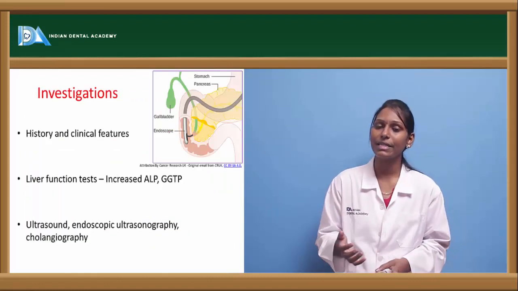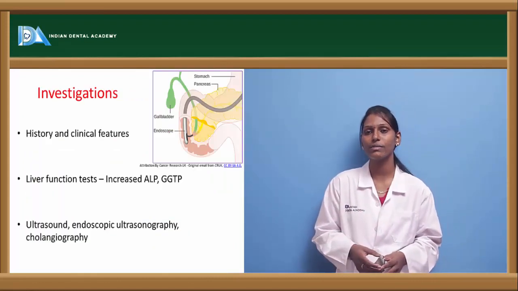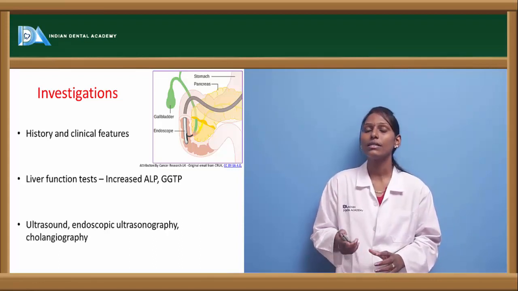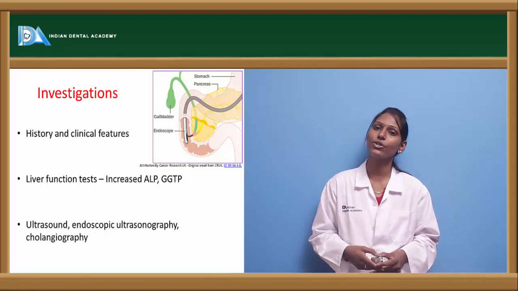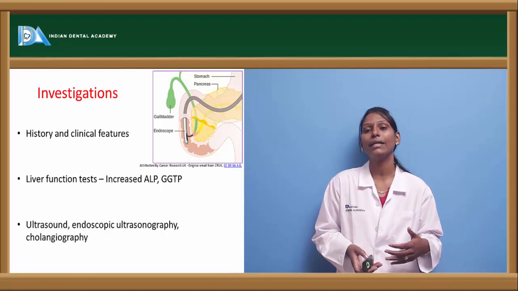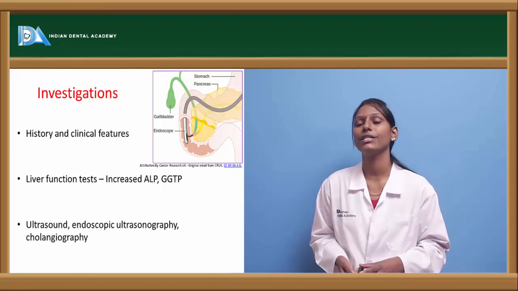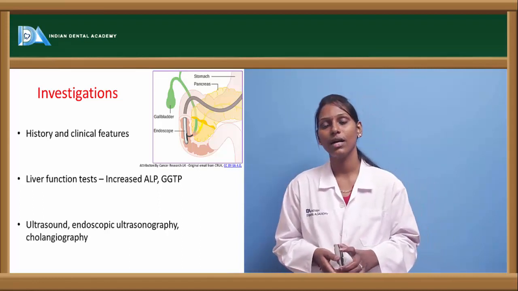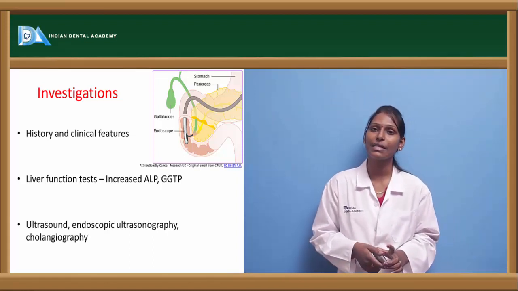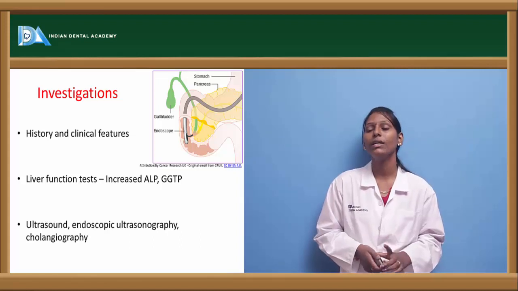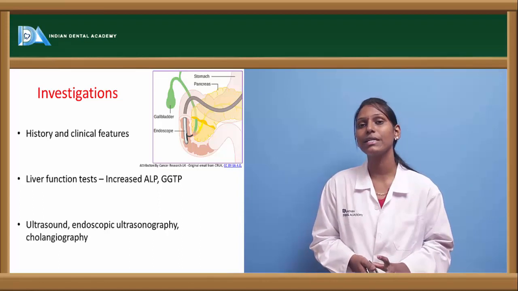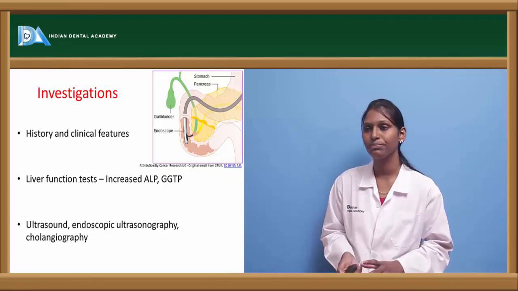Next, what are the investigations that help us identify jaundice because of obstruction? It includes history and clinical features. History should also include the patient's habit history and any previous hepatic incidences. Liver function tests in obstructive jaundice usually show some abnormalities. There will be increased alkaline phosphatase levels and also GGTP. Ultrasound, endoscopic ultrasound and cholangiography will also be helpful, especially in identifying any gallstones.